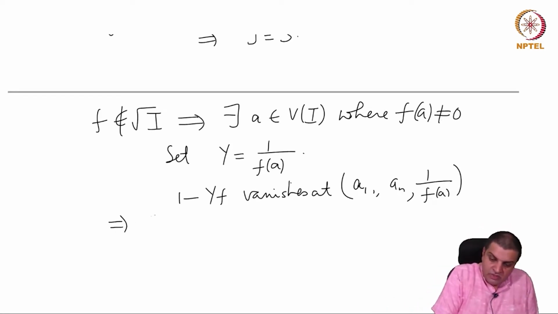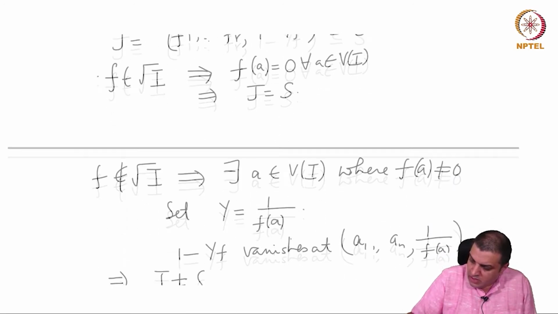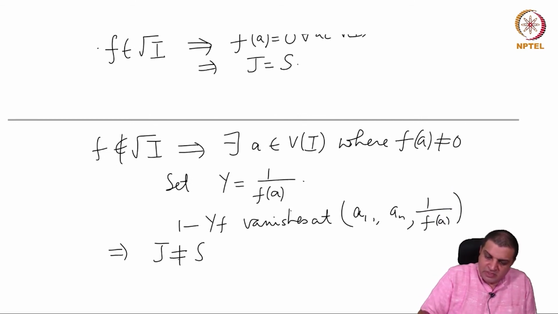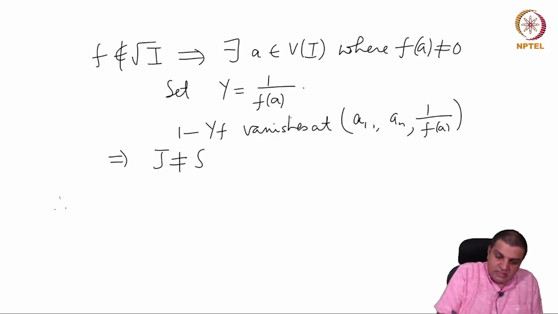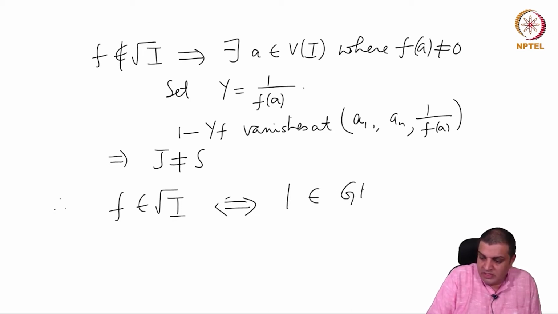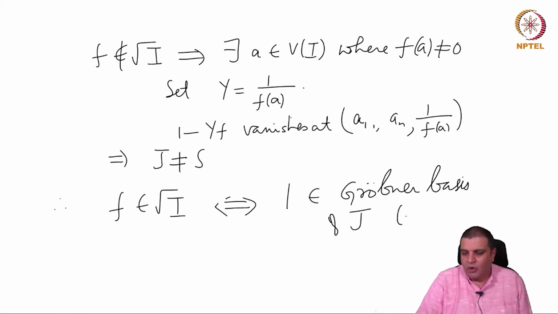Okay, so in other words, J is not equal to S. So the question whether f is inside the radical of I is precisely determined by whether J is S or not, and then we know that the test is: f is in the radical of I if and only if 1 is in the Gröbner basis of J in some order.